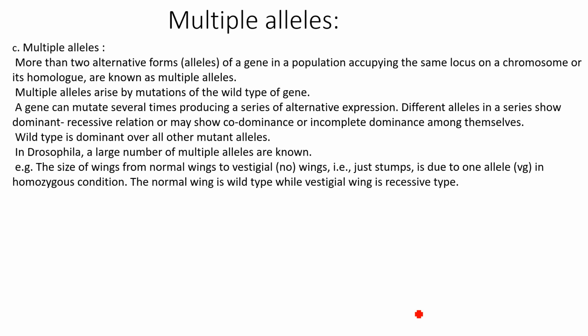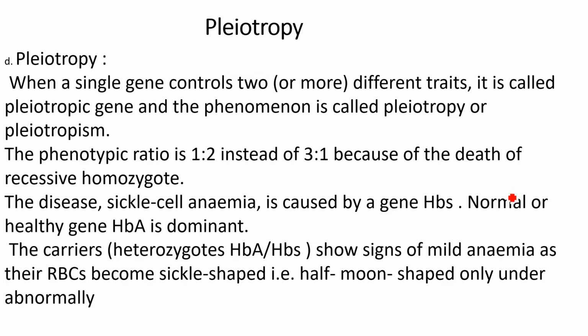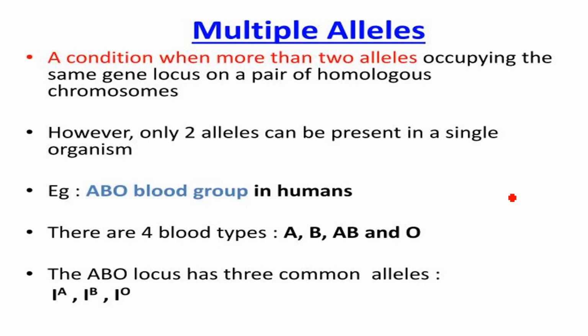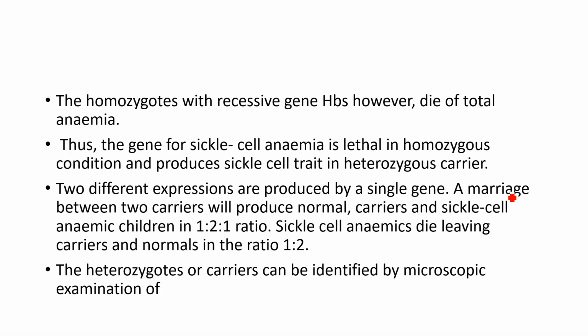Multiple alleles arise by mutation in the wild type of a gene. Example, Drosophila, where a large number of multiple alleles are known according to the size of wings. The wings may be normal or vestigial. Vestigial means false or non-functional wings, just stumps, and it is due to one allele vg in the homozygous condition, while the normal wing is the wild type and the vestigial wing is the recessive type. This is about the multiple alleles system.